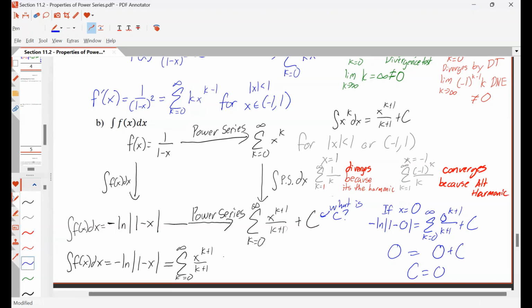Meaning our new interval of convergence is still -1 to 1, but now that we've taken the integral, it will diverge at the endpoint of 1 by the harmonic, but converge at the endpoint of -1. So the interval itself stayed the same, but the endpoint changed. Next video, we'll take a look at one more example, seeing both the combining element and the integration and differentiation elements come together.